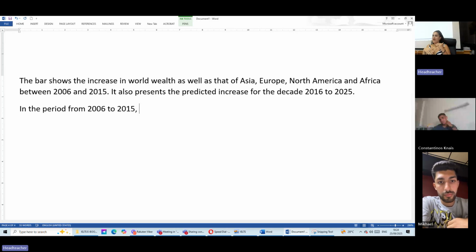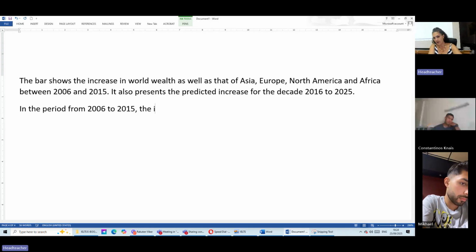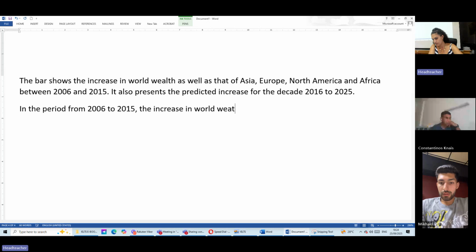The more important information comes at the beginning and in the end. So you mentioned the important information at the beginning and in the end, in the conclusion, the main observations. The world is more important, yeah? So let's start with the world. The big picture is more important always. The increase in world wealth, okay, the increase was how much? What was the increase? Was 6%.